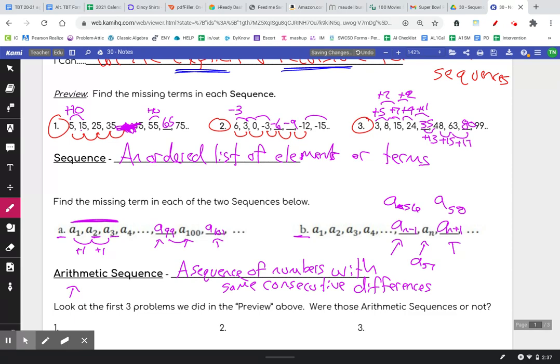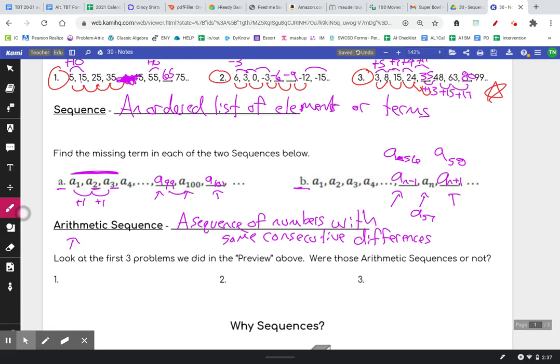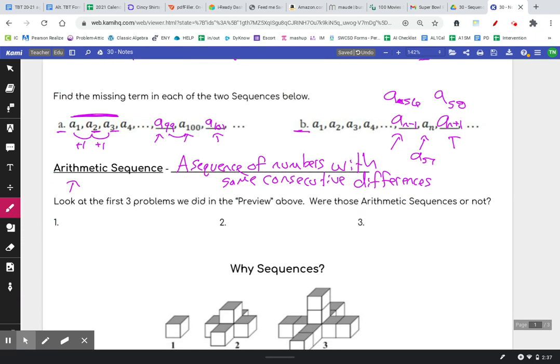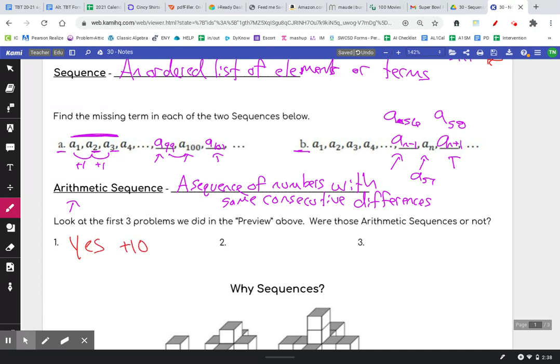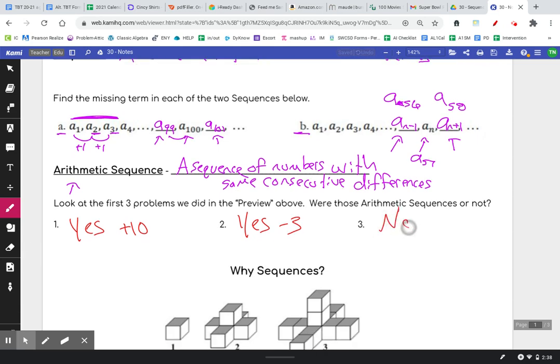Okay, this one was a sequence, but it's a different kind of sequence. It is not an arithmetic sequence, right? Plus 5, plus 7, plus 9, plus 11, plus 13. There was a pattern that we recognize, but it was not an arithmetic pattern. So let's go ahead and put that down here. Looking at the first 3 problems we did in the preview above, were those 3 arithmetic sequences or not? One was plus 10. Yes, it was plus 10 every time. This one here was yes, it was minus 3. And then this last one here is no, because it was not a constant difference.